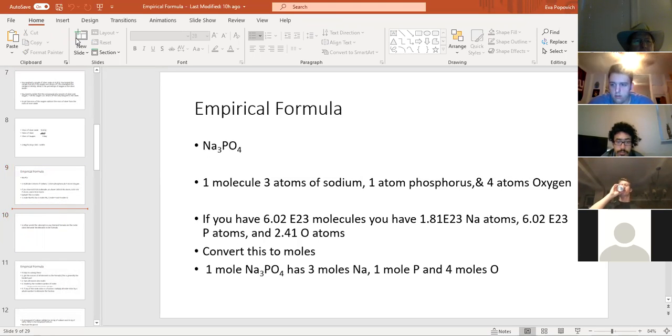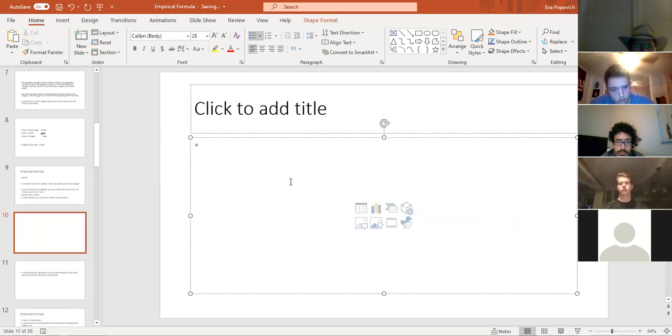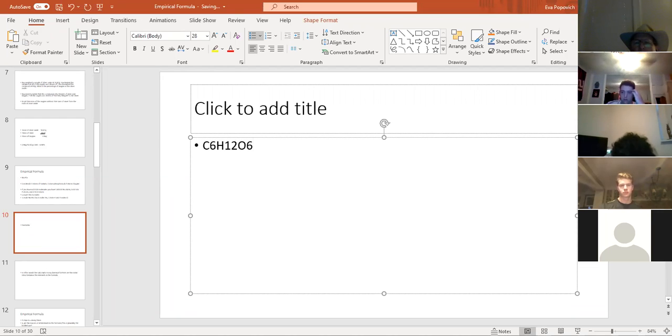I'm just going to add a slide here. If I had a molecule, Philip, can those subscripts be divided by a whole number? What's the largest whole number that will go into each one of those? 6. So if I divide that by 6, my molecular formula for glucose is C6H12O6. My empirical formula is CH2O. Does that make sense, Philip? Yeah, that makes sense.